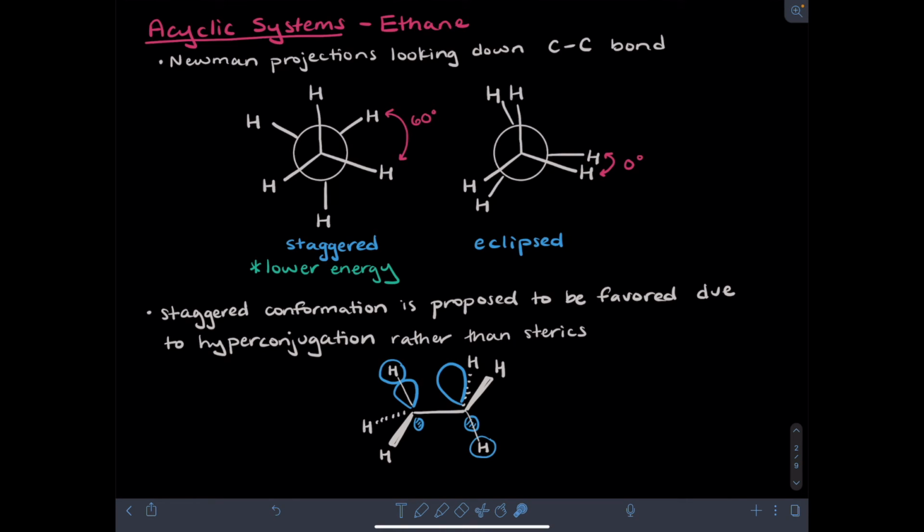In the sigma star, we have an extra node between carbon and hydrogen. Our hyperconjugation would be a sigma bond for a CH bond, donating into the neighboring sigma star CH bond orbital. This could only occur for bonds that are in the same plane, and in this case I'm showing that as my line CH bonds in the plane of the page.